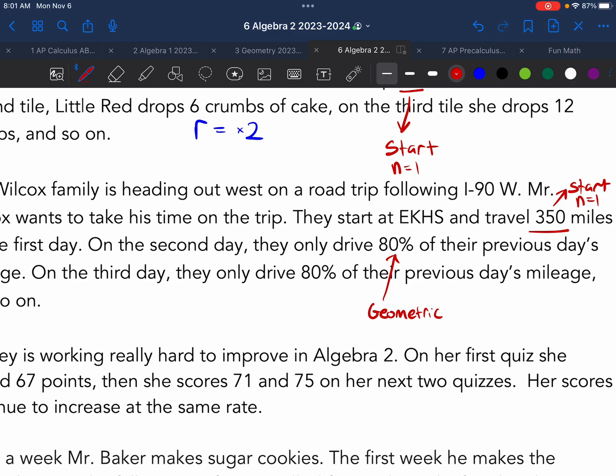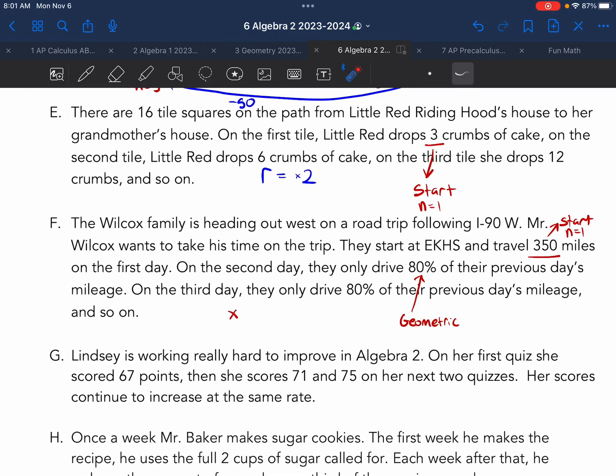So we know it's geometric, which means we're going to be multiplying by some amount. What is the amount that we're multiplying by? Well, if we're only driving 80% of their previous day's mileage, then we're multiplying by 80%. If it said 80% less, then you would be subtracting 80%, but this just says they drive 80%. They don't add or subtract, they just do this thing, which means you just multiply by this thing.